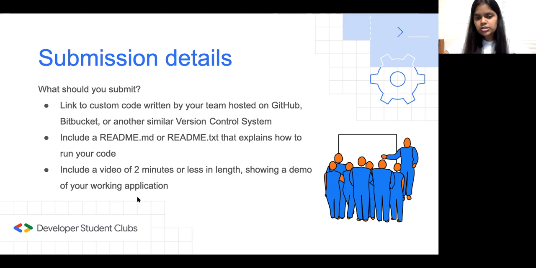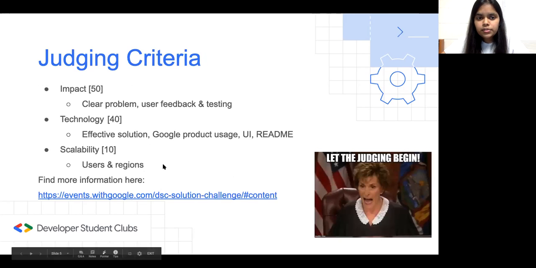So whatever project you develop should be in a working stage when you film this video. So you need to keep that in mind. And we will be looking at an example of a video that another team of students made for their submission. So before that, let's look at the judging criteria.